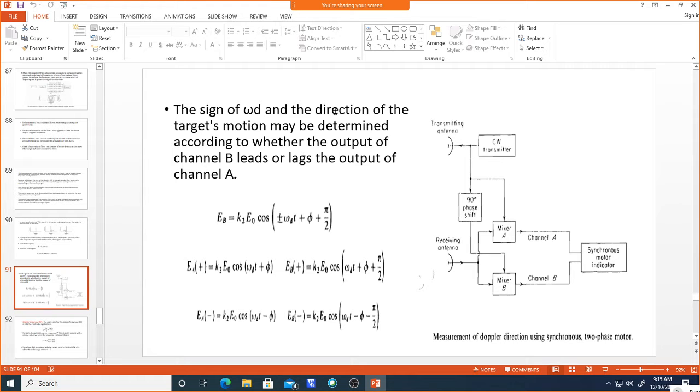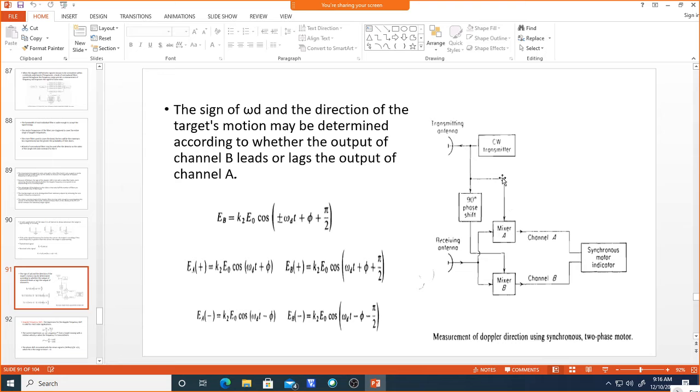So now we can see here, we take the reference signal, that is whatever signal we transmit from the transmitter. We give this signal to one channel, so that is the reference signal, and with a phase of 90 degrees we give it to another channel. Now whatever echo we receive, we split into both the channels.